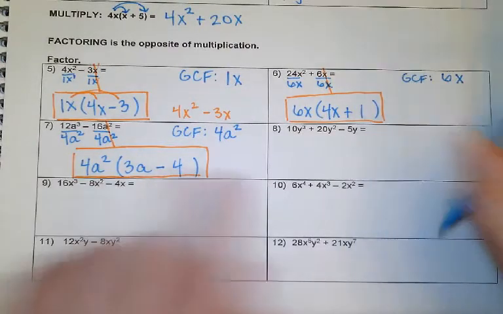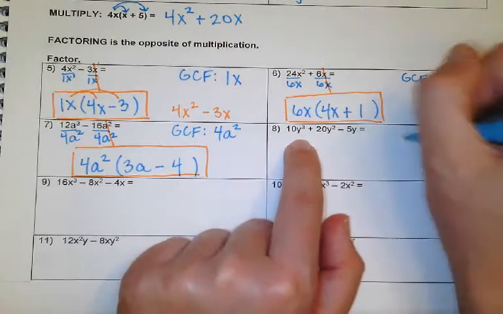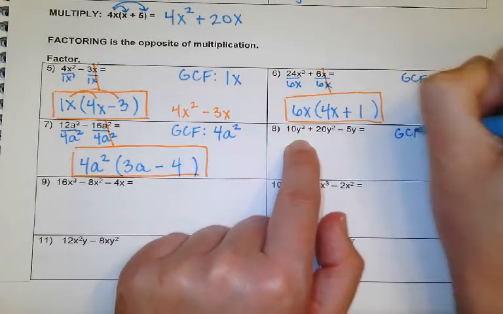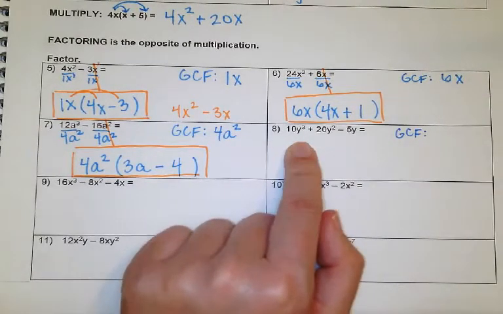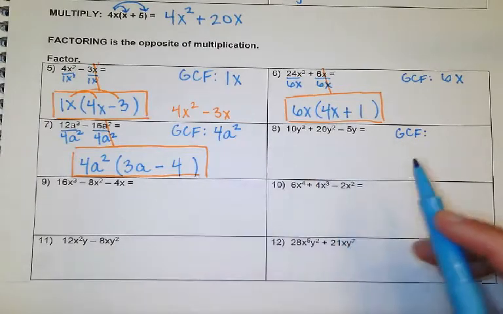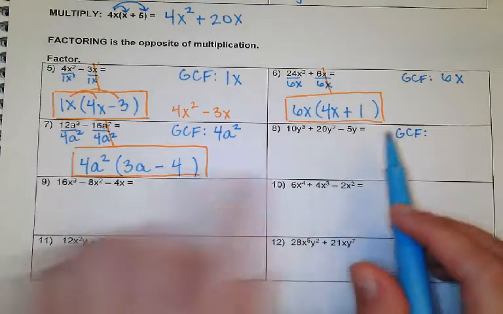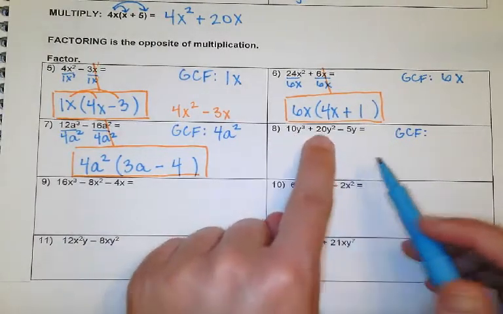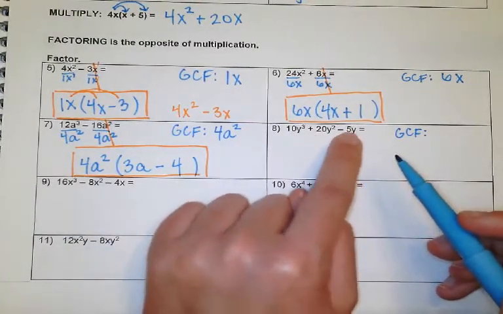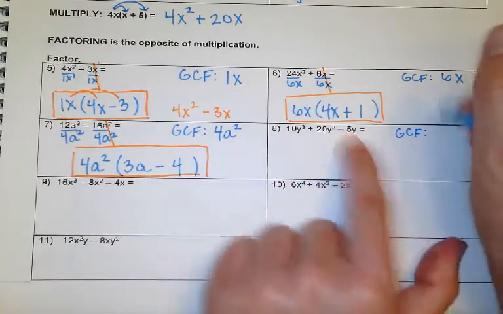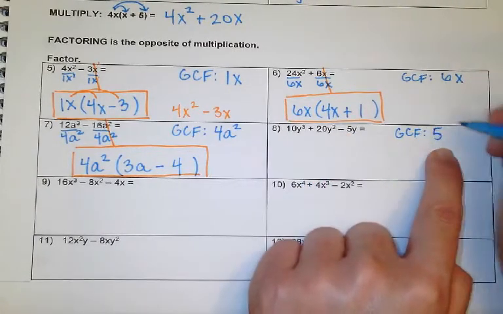Oh man, we have a trinomial. That's okay. We're going to apply the same process. The only thing we can't do is type all 3 in the calculator at once. So we'll just have to think about what goes into 10, 20, and 5. Okay, the smallest one, 5, that actually goes into all 3.